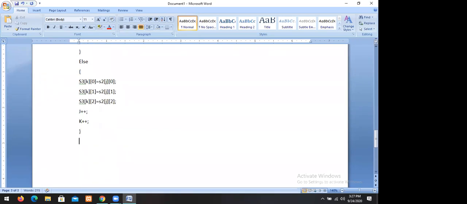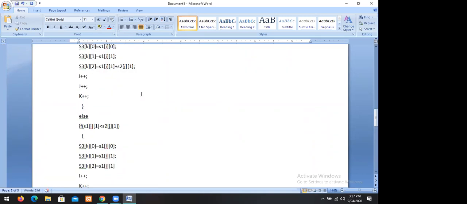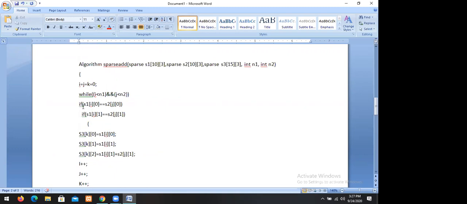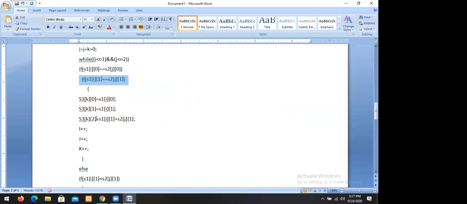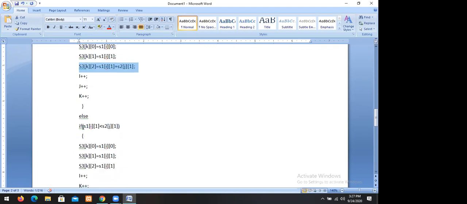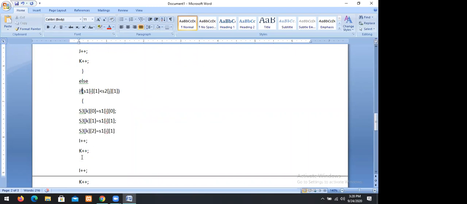So this is the else case. When rows are equal, we compare the columns. When columns are also equal, we add the non-zero terms, the second term, and increment both the counters. If rows are equal and columns are not equal, move the lowest column term. So this column term is moved to the result.